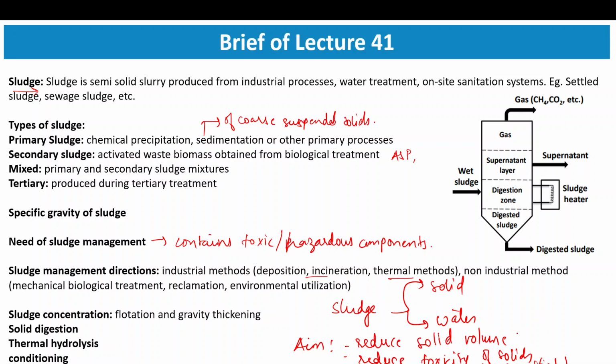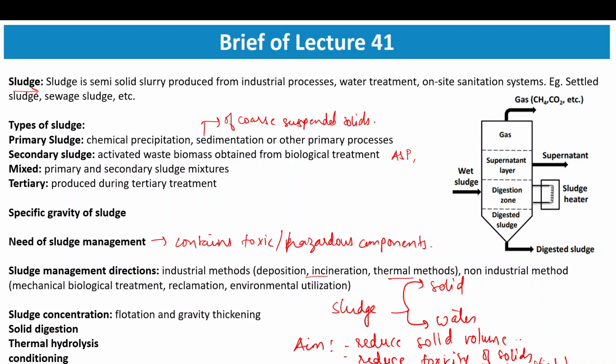Because solid at the end will be dumped in some site. So if more solid is there, more space will be required, and so it will be more costly. And we know that the amount of solid waste that is generated is increasing day by day. So if we try to reduce the volume of solid that needs to be disposed, then disposal becomes much easier and environment friendly.